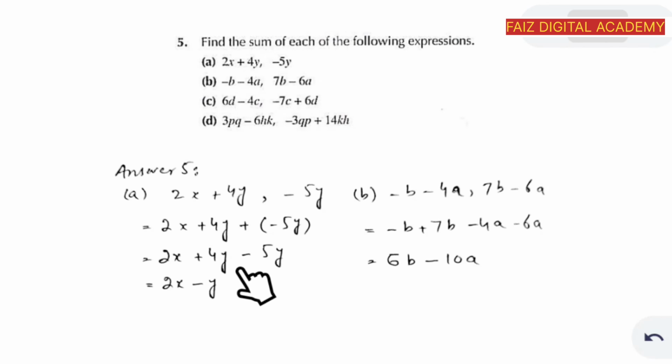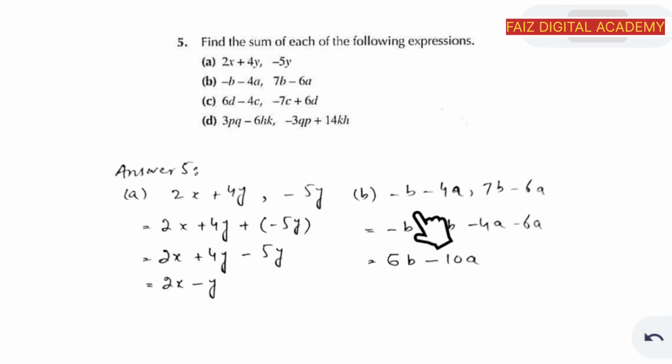So 2x plus 4y plus minus 5y: the 2x is written the same, but the y and y can be solved with each other. So plus 4 minus 5, we subtract 4 from 5 and the answer is only y, or 1y, and the sign with this one will be minus because the bigger value contains the minus sign.